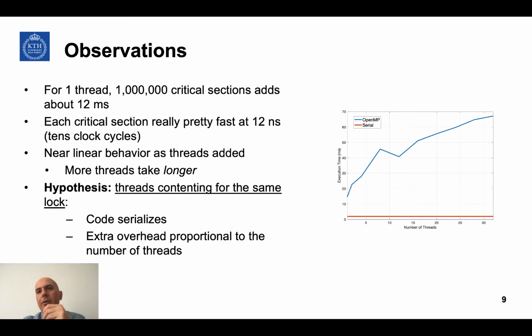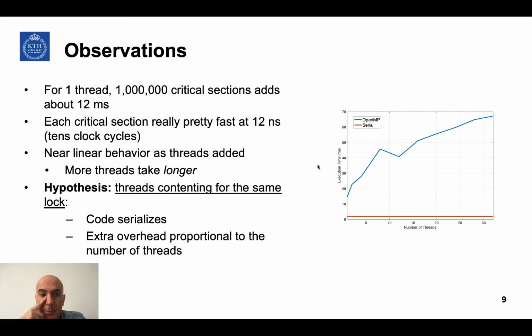So a few comments about the plots. For one thread, we have 1 million critical sections because the size of our array is 1 million. So if we divide, the cost for 1 million is 12 milliseconds, right? That means that each critical section is really pretty fast at 12 nanoseconds, right? We divide 12 milliseconds by 1 million. That is roughly 10 clock cycles, right? So not bad actually, the way that a critical section is implemented in OpenMP.